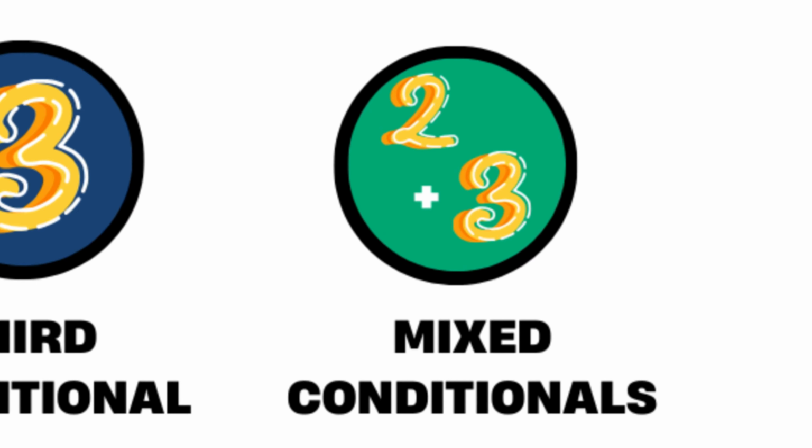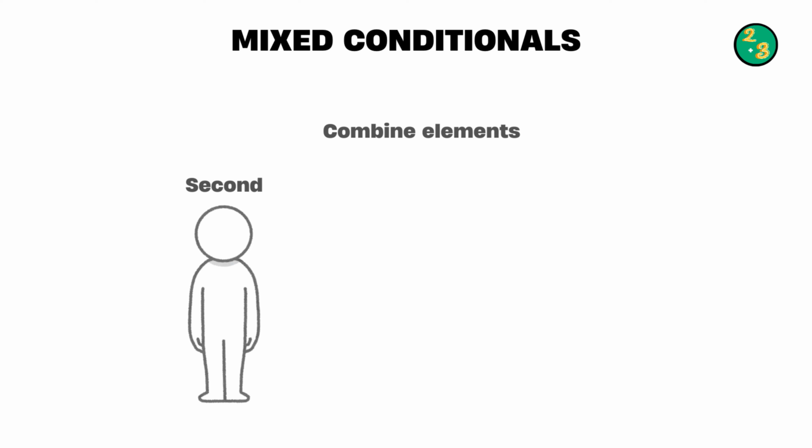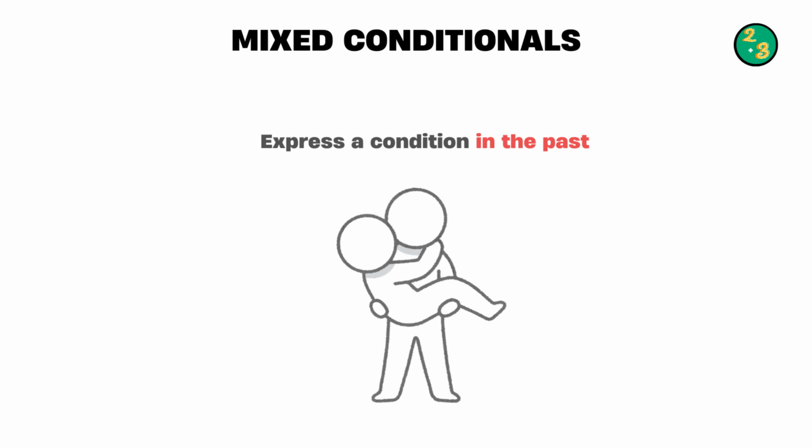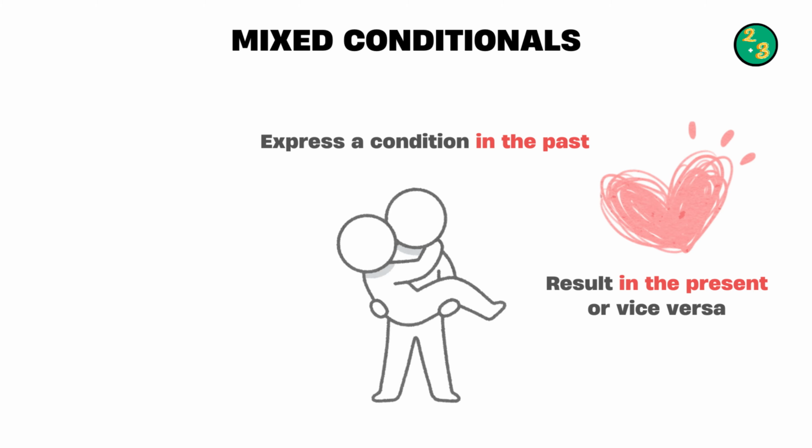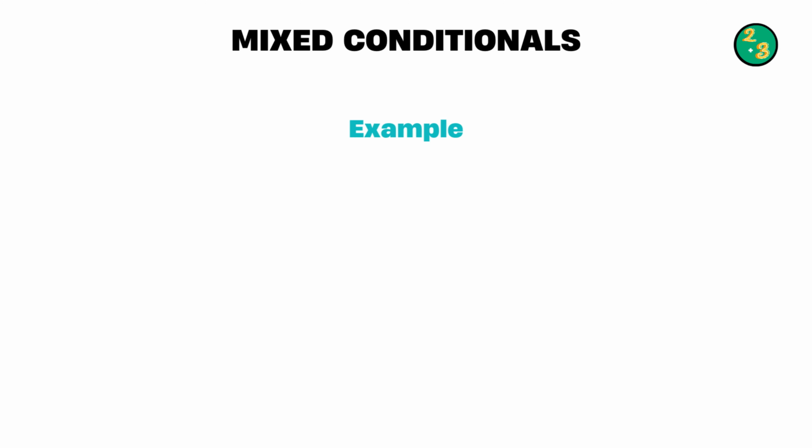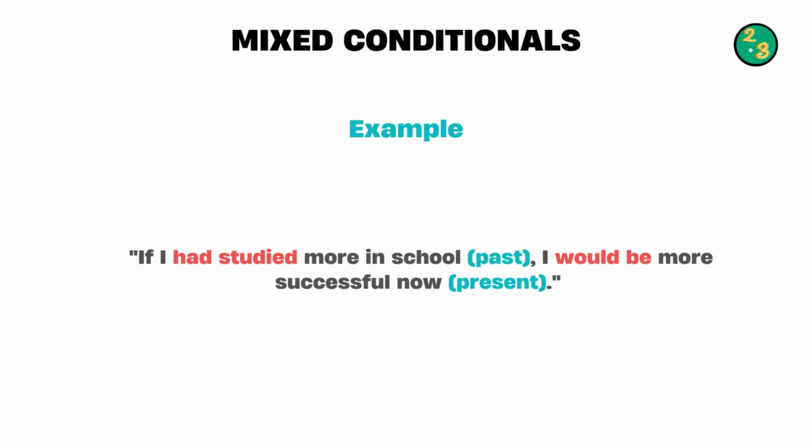Mixed conditionals combine elements of the second and third conditionals to express a condition in the past with a result in the present, or vice versa. Example: if I had studied more in school (past), I would be more successful now (present).